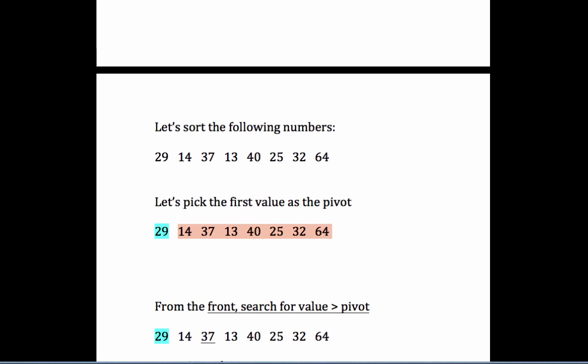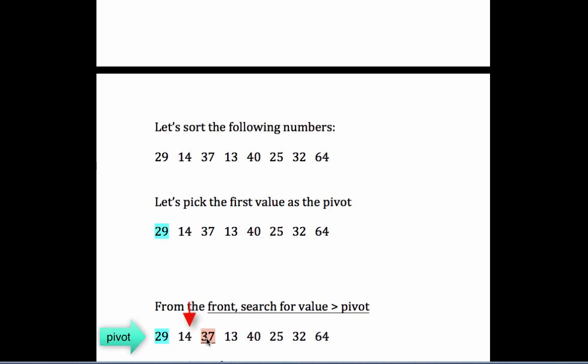So the first thing that I do is, starting from the front of the array, from the left side, I'm going to search for the first value that is greater than the pivot. I compare 14, that's the first value, because I'm not comparing the pivot with itself. Well, 14 is less than 29, so that's not a good value.